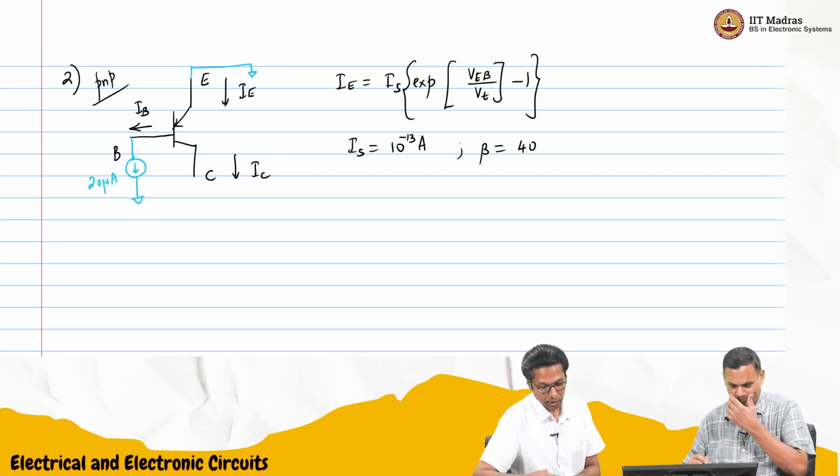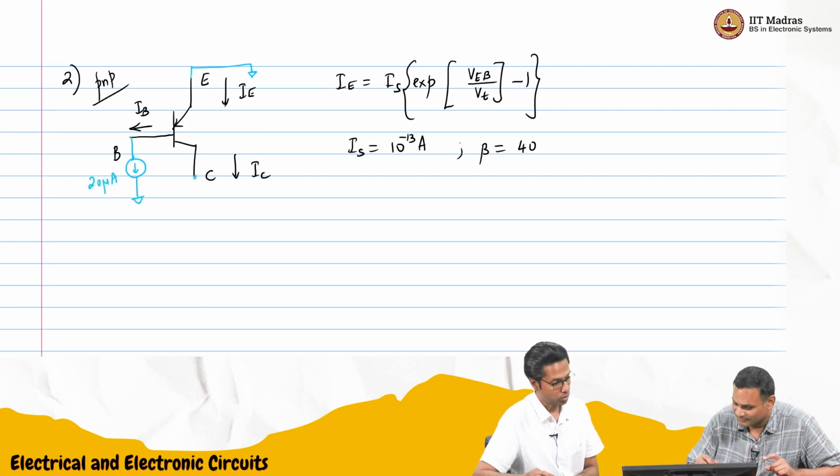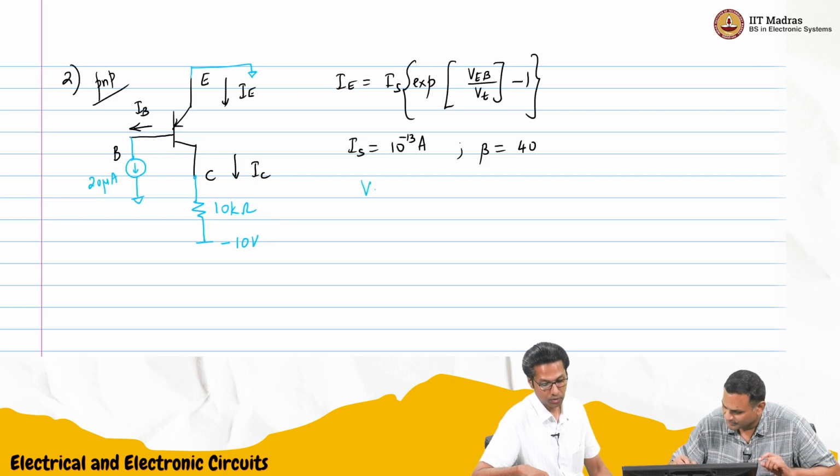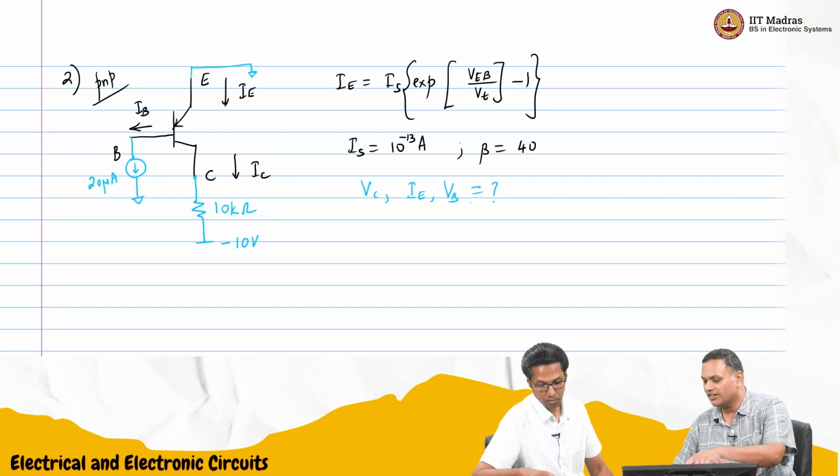And the collector is connected to a negative supply of minus 10 volts through a 10 kilo ohm resistor. So minus 10 volts, and a 10 kilo ohm resistor. So the question is to find the collector voltage, emitter current, and base voltage.